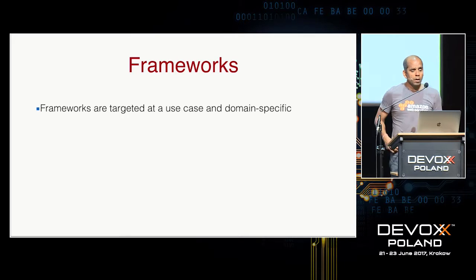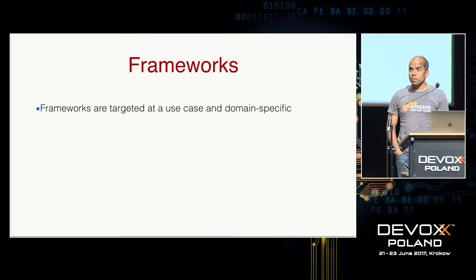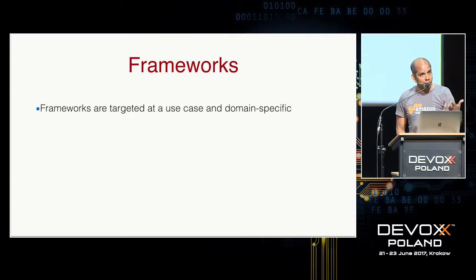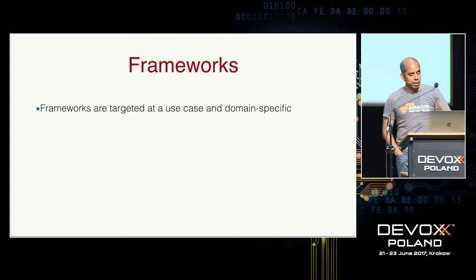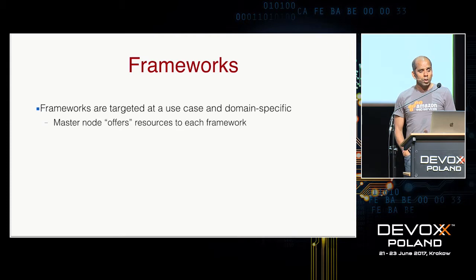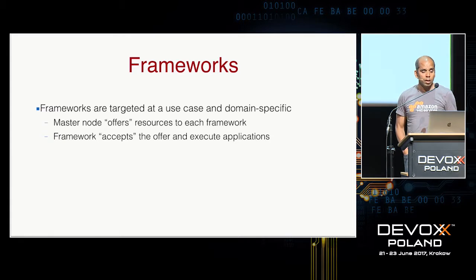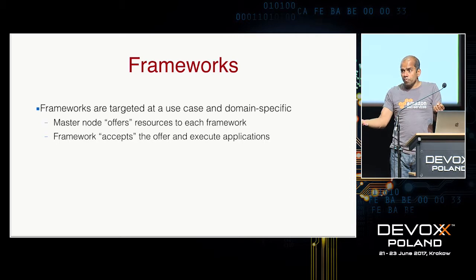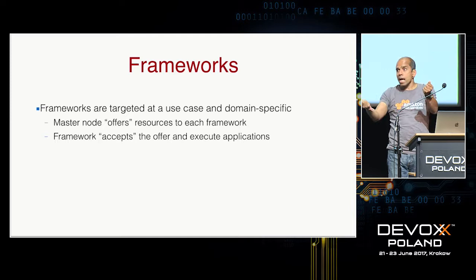So in terms of frameworks, frameworks are targeted at a use case and very domain specific. And that's the ability which really allowed Mesos to evolve and say, okay, we're going to provide a Marathon framework which can now run Docker containers. So essentially the way it works, as I said, a master node offers resources to each framework. The framework accepts; there's a concept of offer and accept. So the master makes an offer that I have such and such CPU and such memory available. And then the framework would say, I will accept that offer, and here is a task that you run using that offer.